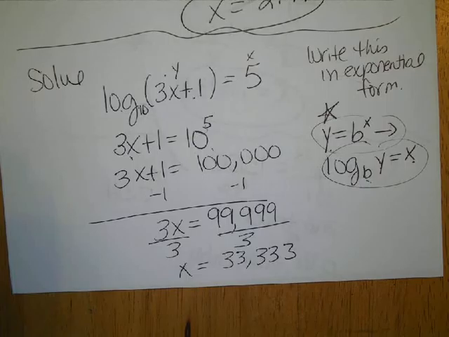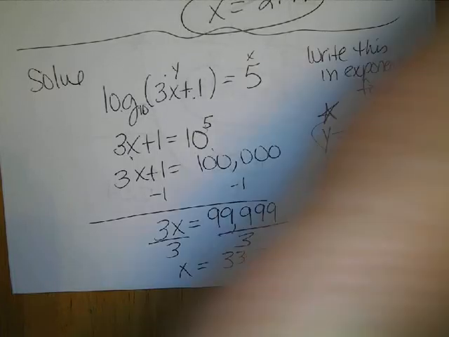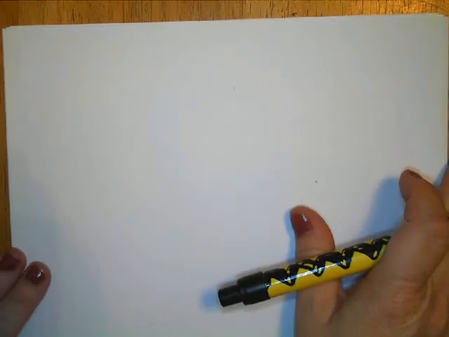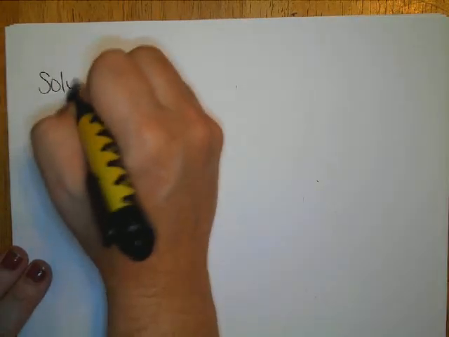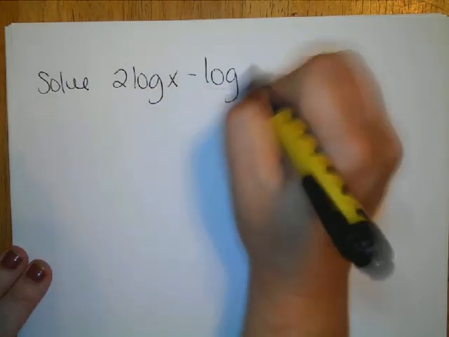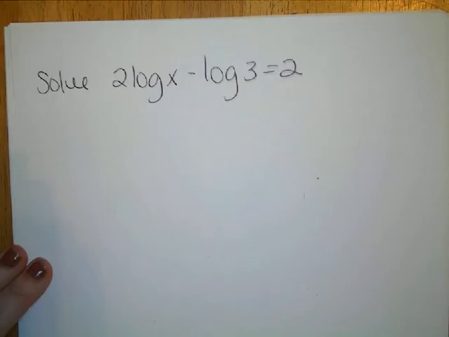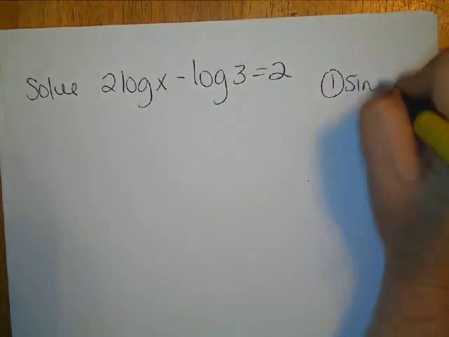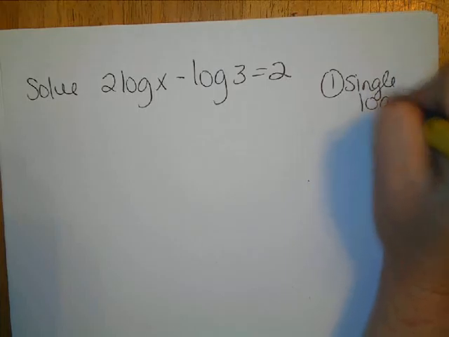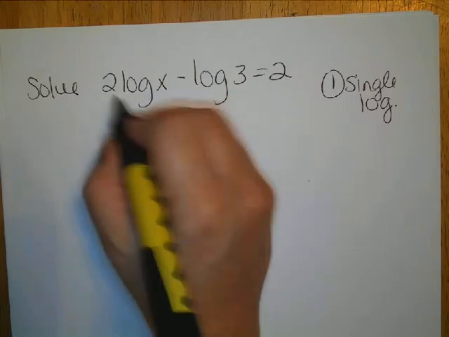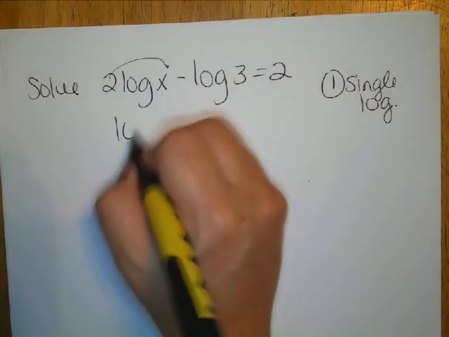All right, one more example. Let's solve 2 log x minus log 3 equals 2. First of all, if you're going to solve these, you have to put it in a single log. You're going to use those properties of logs. That's the first thing you're going to do. So what I know is I can bring this and put it as an exponent. So log of x squared minus log of 3 equals 2. I know I can do that.